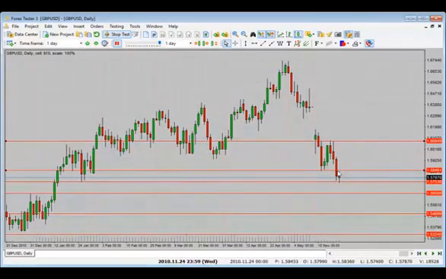Okay, so we saw a pullback and now we have this really kind of a neutral move here because we have pin bars on both sides. This is the indecision candle, very small candle body, and we have pins on both sides, so it makes it a very neutral candle. So from here, where do we expect price to go?